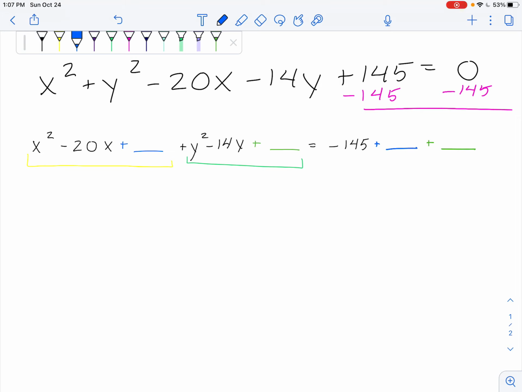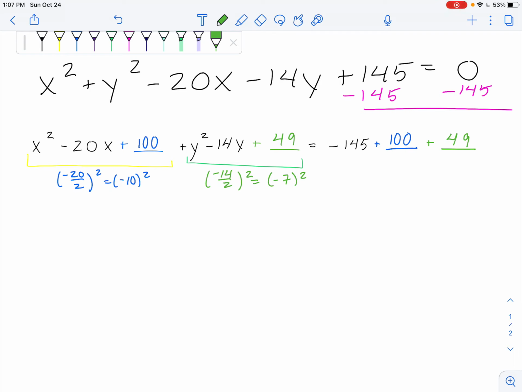So the easy way to do this here is I get negative 20 over 2 all squared. So that's negative 10 squared. So that's going to be 100. So I'm going to add 100 first for my x terms. And then here I get negative 14 over 2. Square that, that's negative 7 all squared. So we add 49.